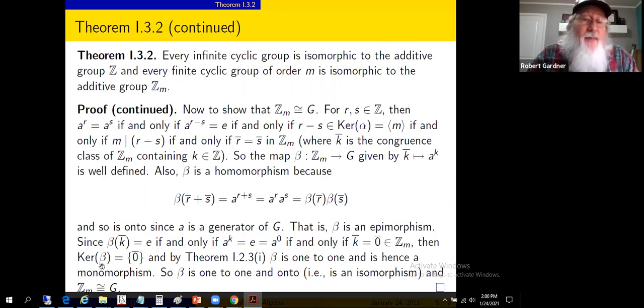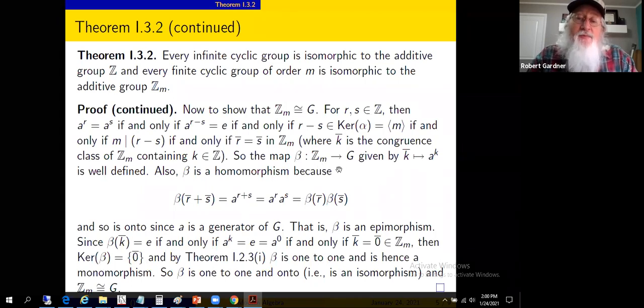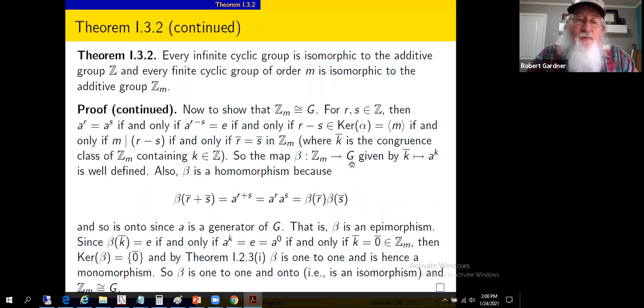So we've got the kernel of beta to consist only of the identity, 0 bar, in this group, Z sub m. That tells you got yourself an injective or one-to-one mapping. So we've got a one-to-one onto homomorphism. This beta mapping integers mod m to G, it's an isomorphism. And so Z sub m is isomorphic to G, and that was the other claim.